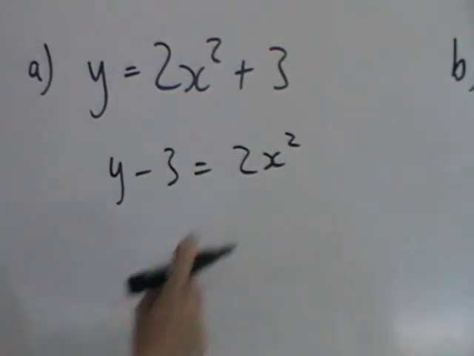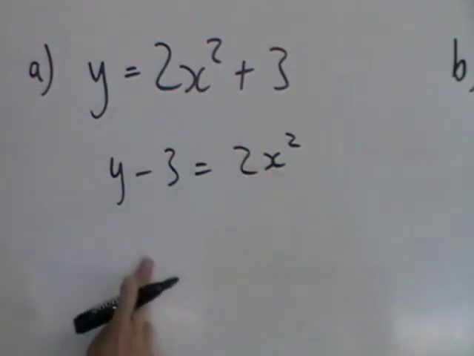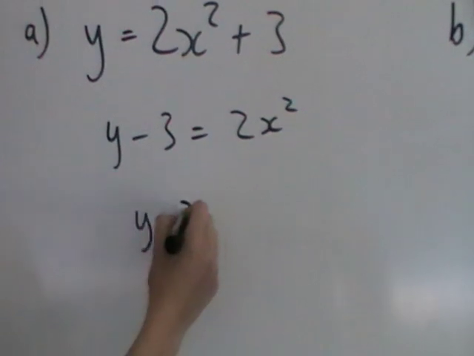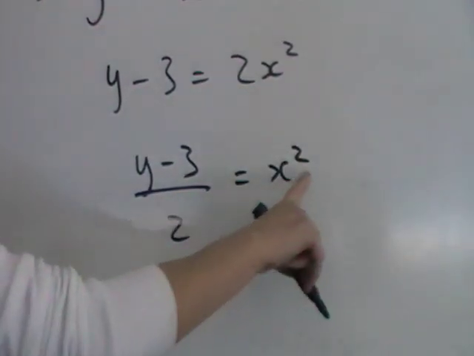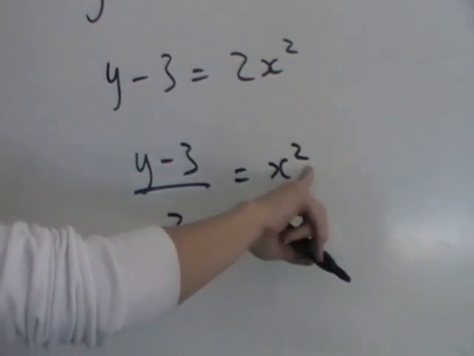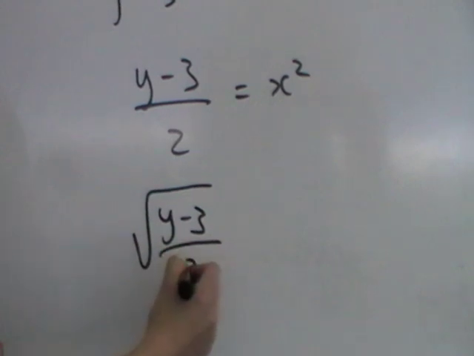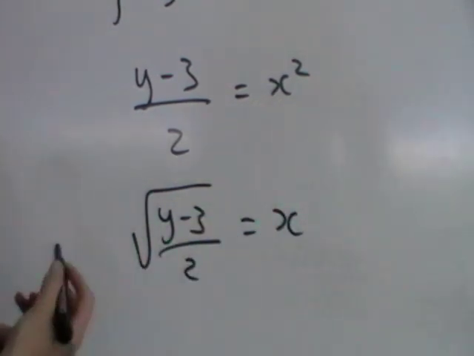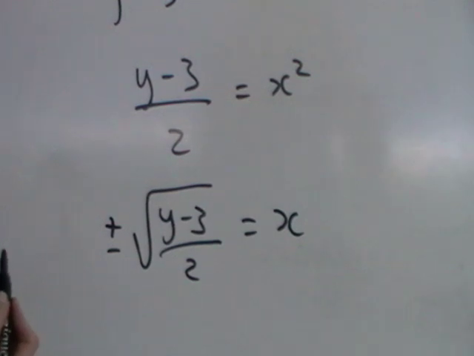Okay, now we want to move the 2, so it's multiplying on this side, so therefore that will divide on this side. And now to undo a square, we need to square root both sides. So if we square root, then we're left with x, and don't forget that you've got a plus or minus in front of that.